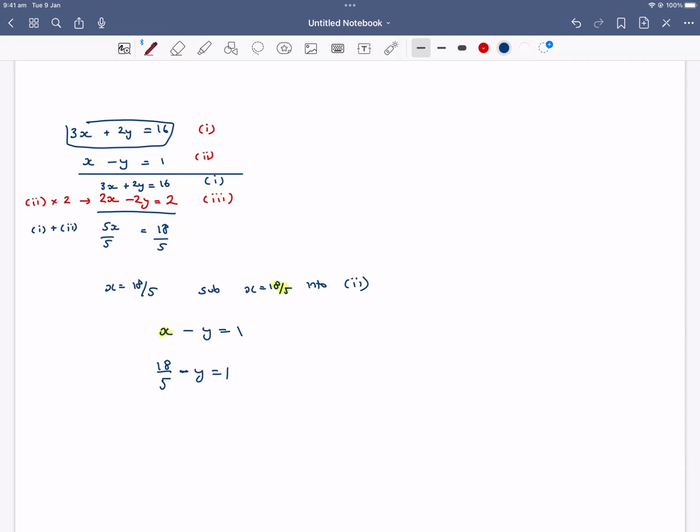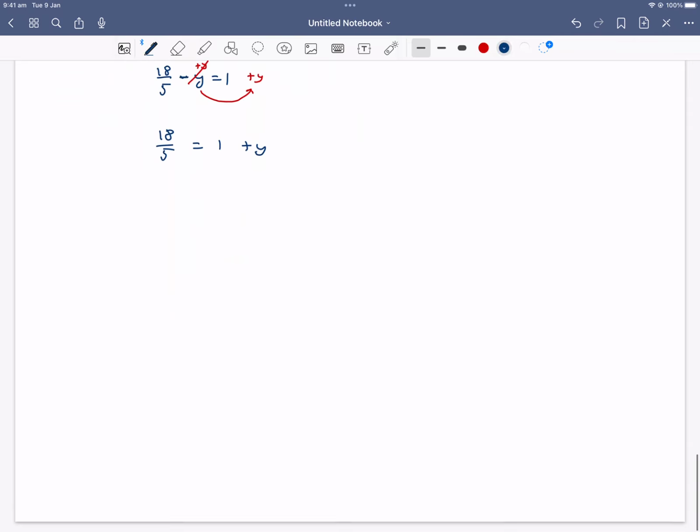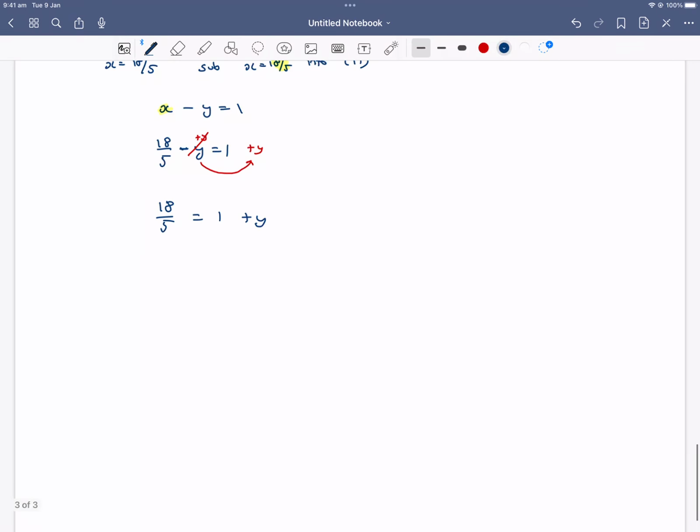Okay, so let's do some rearranging. We're going to move this negative y to the side, or we're going to add y to both sides in order to get rid of that. Let's think of it like that, actually. Add y to both sides, so that gets rid of that. So you have 18 on 5 equals 1 plus y. We just need to get rid of this 1, so we have y by itself. So you're going to subtract 1 from both sides. That gets rid of that. So we have y over here, 18 on 5 minus 1.